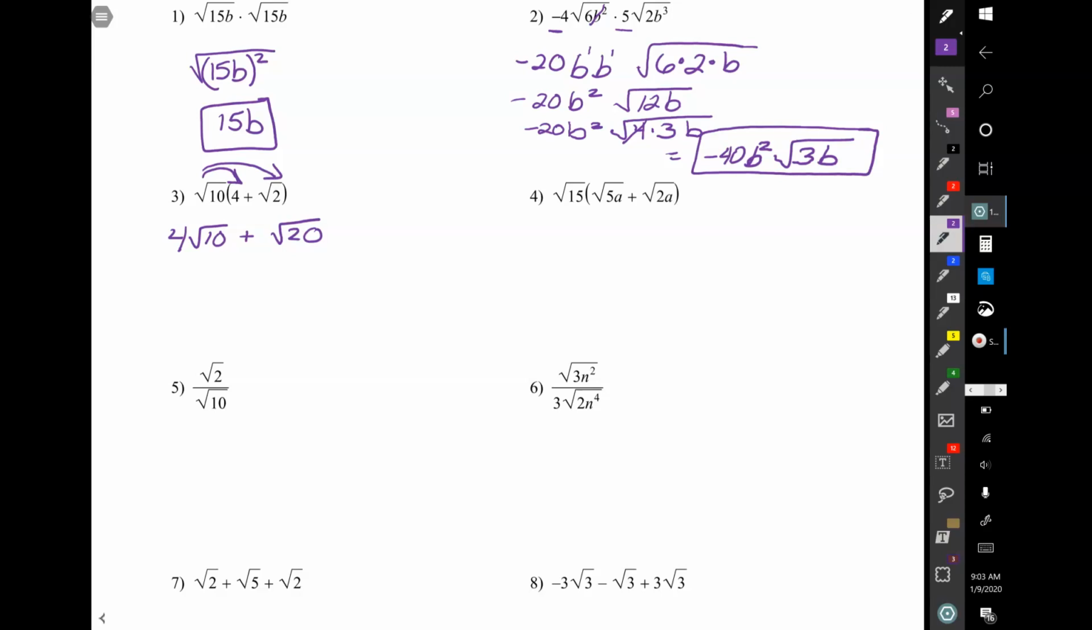Square root of 20, though, you should really get familiar with your perfect squares if you're not. I mean, this one's pretty easy to tell that that would break down to square root of 4 times 5. So we end up with 4 square root of 10 plus the square root of 4 becomes 2 times square root of 5.